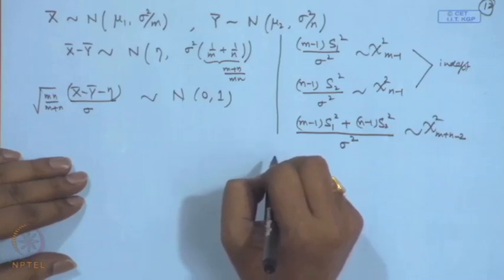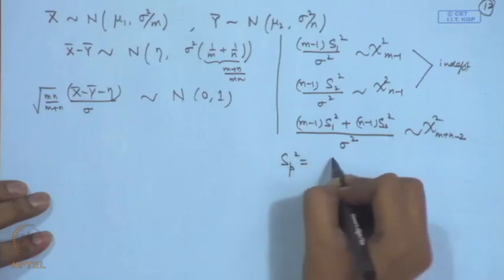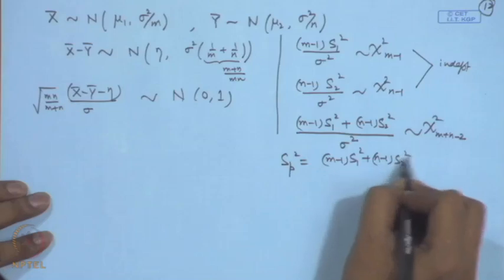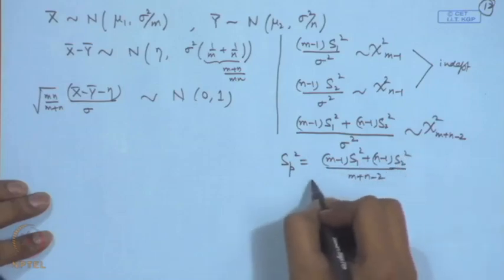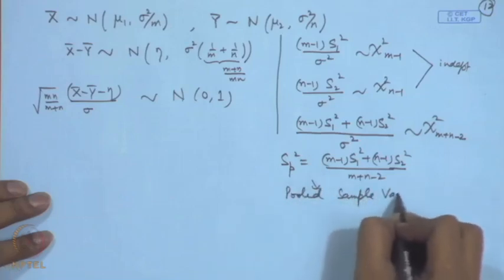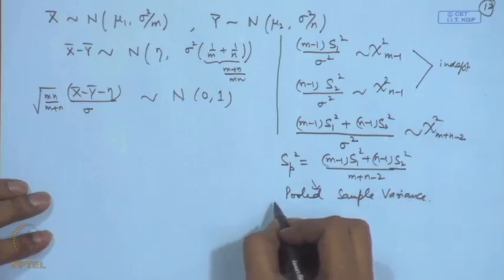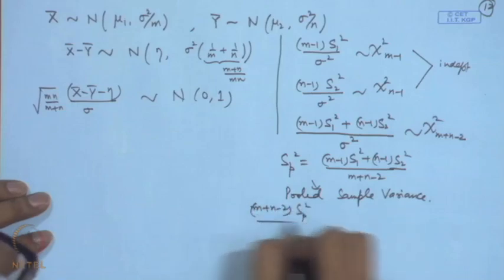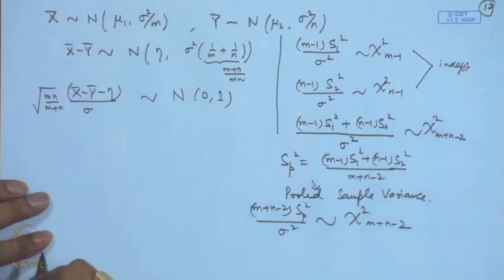We define s p square as (m minus 1 s 1 square plus n minus 1 s 2 square) by (m plus n minus 2). This is the pooled sample variance. Then what we are saying here is that (m plus n minus 2) s p square by sigma square follows chi square distribution on m plus n minus 2 degrees of freedom.